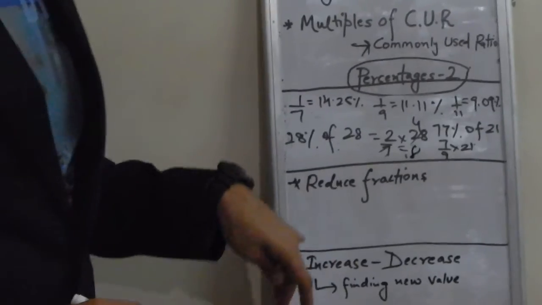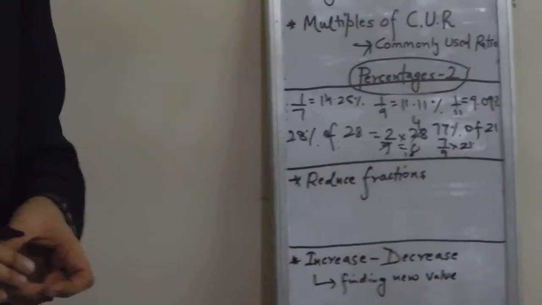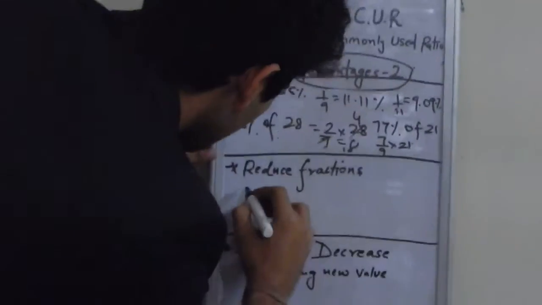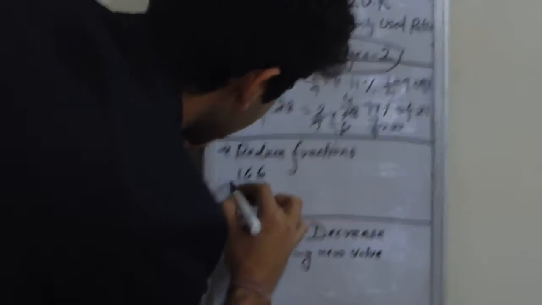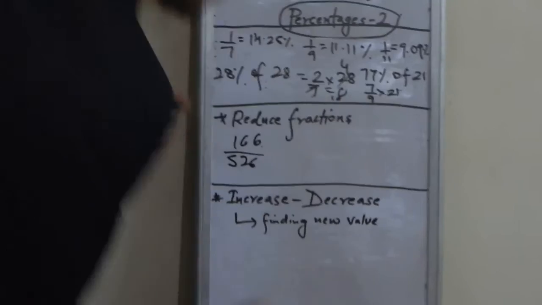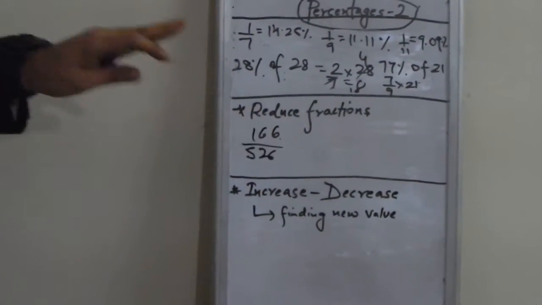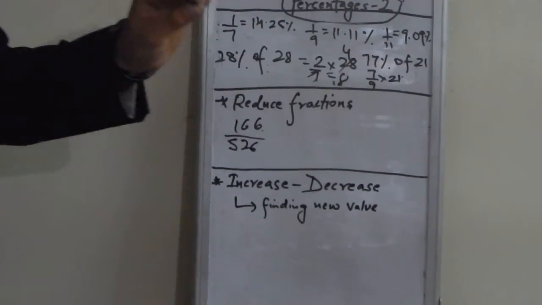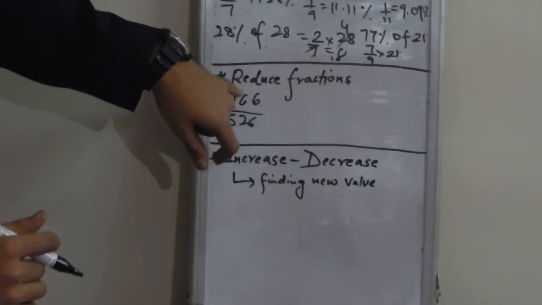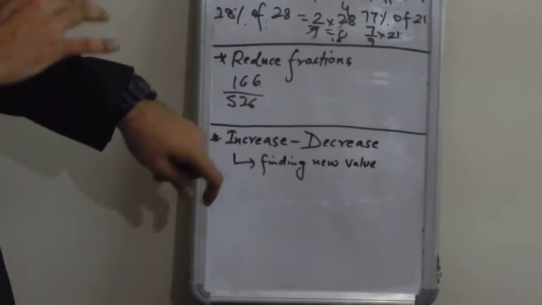Moving to the next thing, we talk about reducing fractions. In many cases you would see very tough calculations, although CAT doesn't give very tough calculations, but sometimes in the midst of a question you might get a very tough calculation, something like 166 by 526. This might look like a very tough calculation initially, but if you look at it carefully, you will see that it is 16 point something. Can you recall from the commonly used ratios?